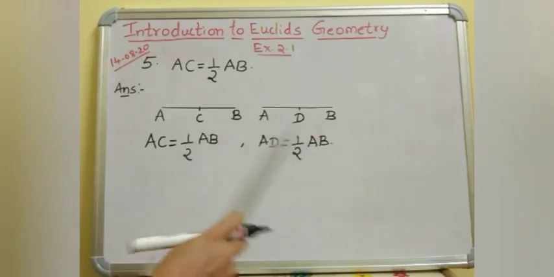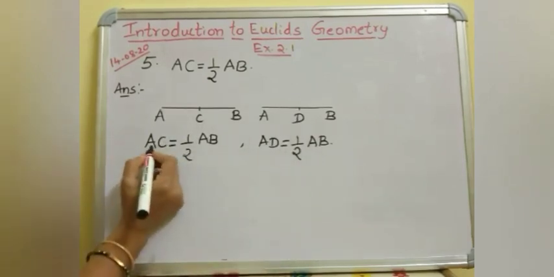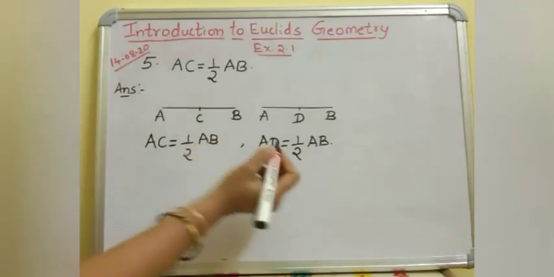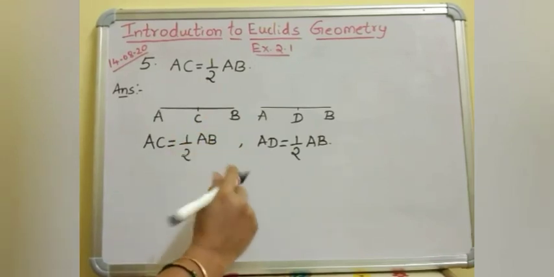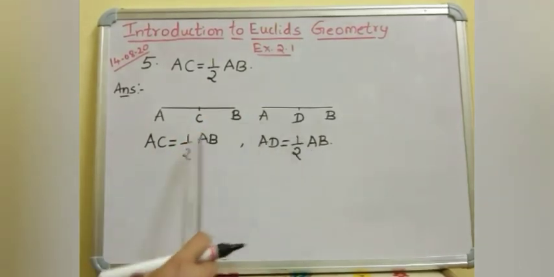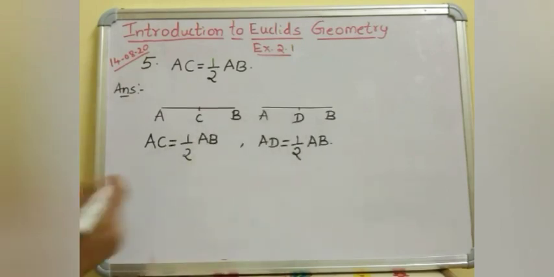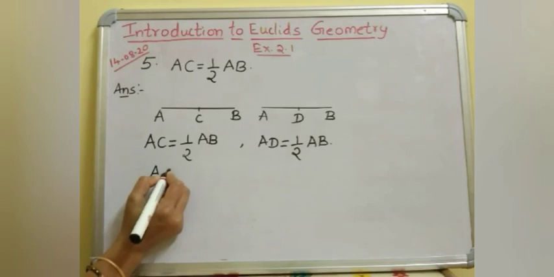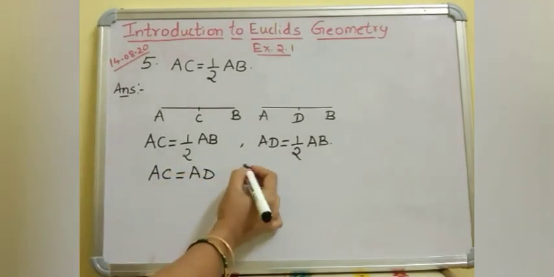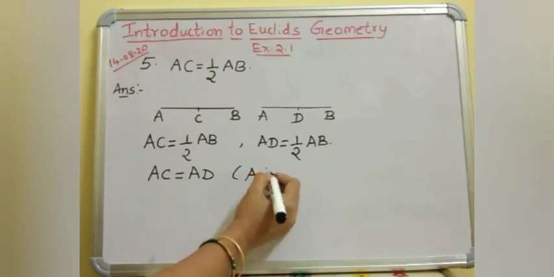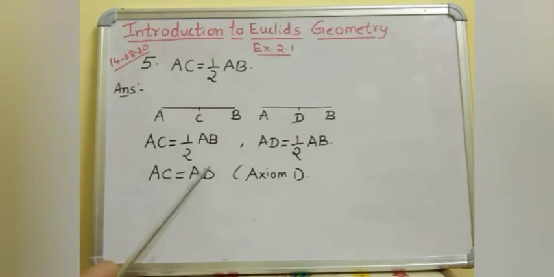Now considering the left hand side and right hand side, AC is equal to half AB, AD is equal to half AB. What does the first axiom say? Things which are equal to the same things are equal to one another. So I will write here AC is equal to AD. Can I write like this? Which axiom have I used here? Axiom 1. Right? So AC is equal to AD.